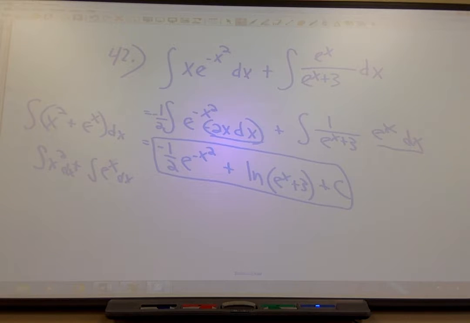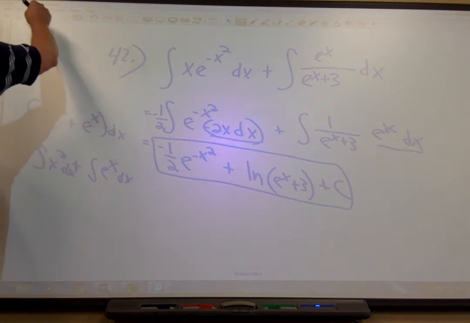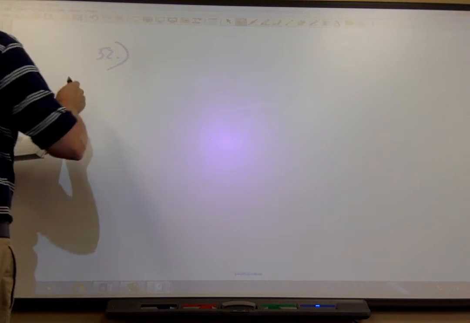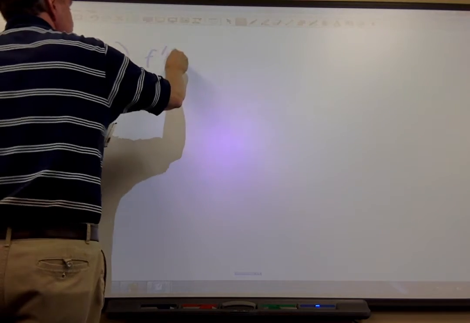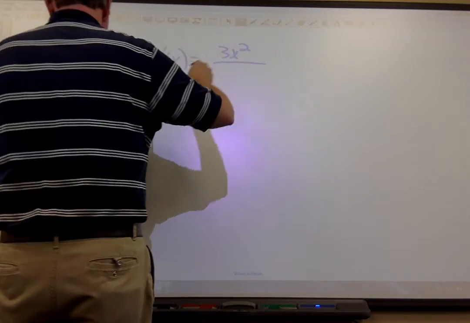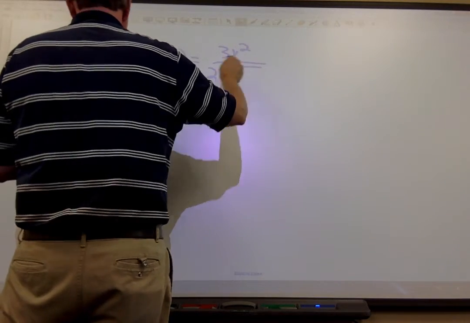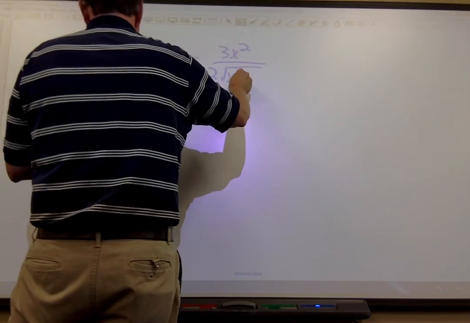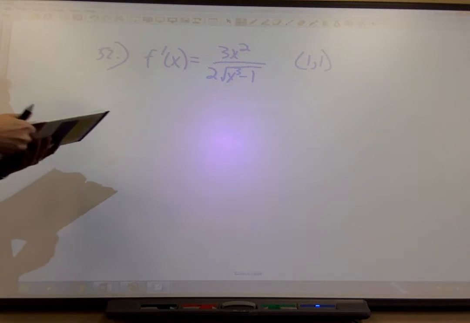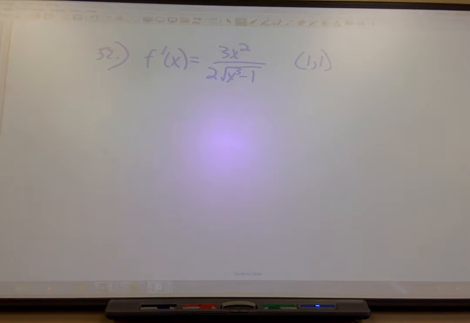What if we skip down to 52? This is another initial value problem, but using this format. 52 says f prime of x is 3x squared over 2 square root of x cubed minus 1, and the initial value point for the function is 1, 1. F passes through 1, 1. Okay?